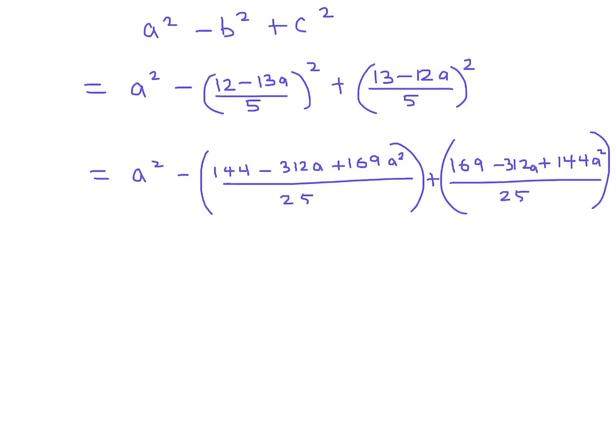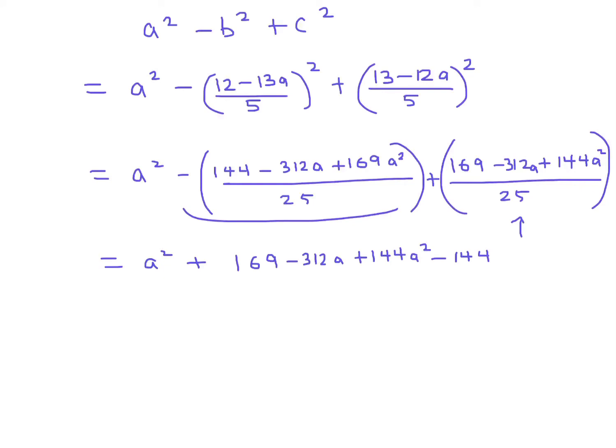Okay. Let's see here. Let's put this guy first. 169 minus 312a plus 144a squared. And subtract from it this guy. Minus 144 minus 312, so it becomes plus 312a minus 169a squared. Okay, all over 25.